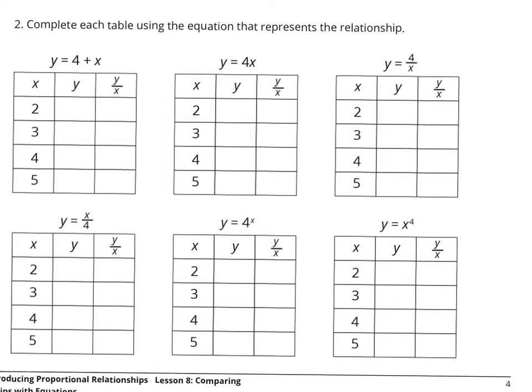So the first one says y is equal to 4 plus x. The y value, this value, is equal to 4 plus this value. So 4 plus, if x is 2, 4 plus 2 would give me 6 right here. If x is 3, 4 plus 3 would give me 7 right here. So fill out that table, and then we'll move on to the next one.